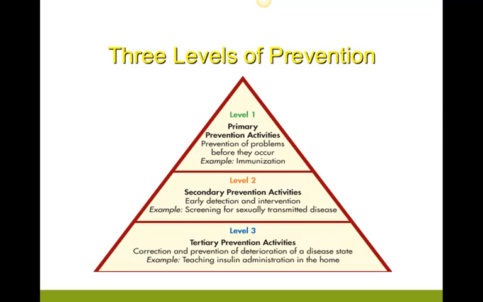And level 3, the tertiary level, really this level is where somebody already has a chronic disease, and our goal at this point is to maintain so that the chronic problem does not get any worse. So primary, prevent; secondary, screen and treat early to reverse; and tertiary is to manage an already existing problem.